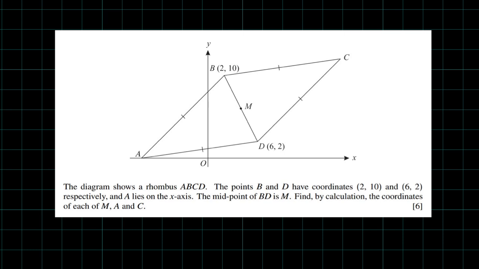Well, in AS level, you only have A grade, but an A star overall can only be achieved if you get a very, very high A. So now let's get started with the question.